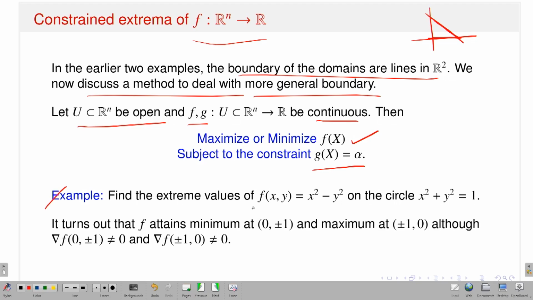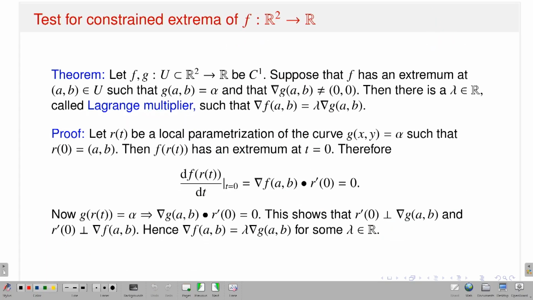Suppose I want to get the extremum values of this function on this circle. Then one can easily check that f attains minimum at the points (0, ±1) and maximum at (±1, 0). However, if I calculate the first order partial derivatives at the points (0, ±1) and (±1, 0), they are not vanishing. So the method I discussed earlier will not work. I have to deal with it in a different way, and that is why the Lagrange multiplier came into the picture. So that's why I have written the test for constrained extrema of functions.